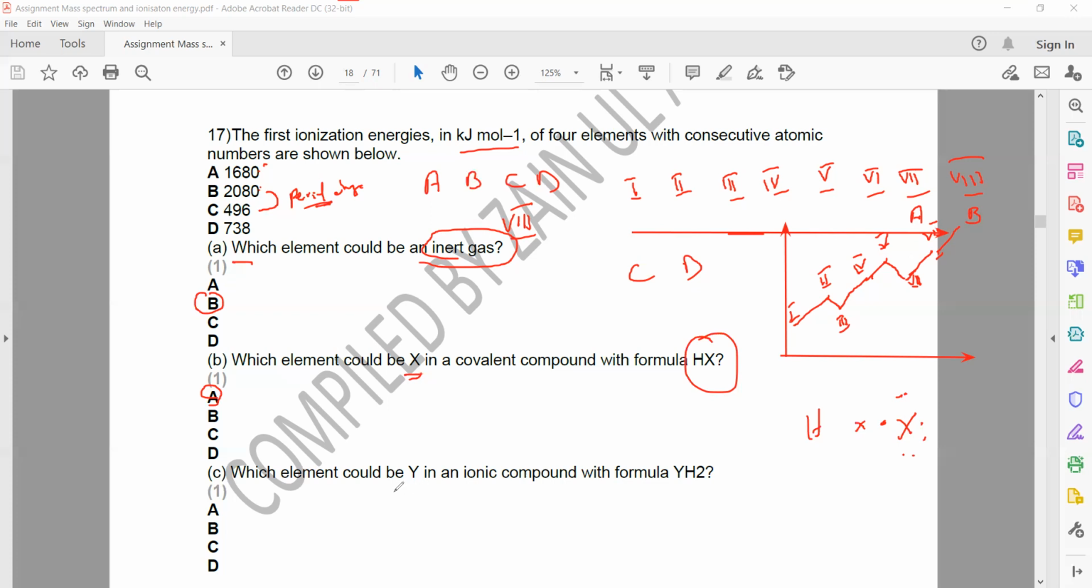And which element could be Y in the ionic compound with the formula? It should be a metal which is losing 2 electrons, so group 2. So which one is group 2? D is group 2. Is this example clear?